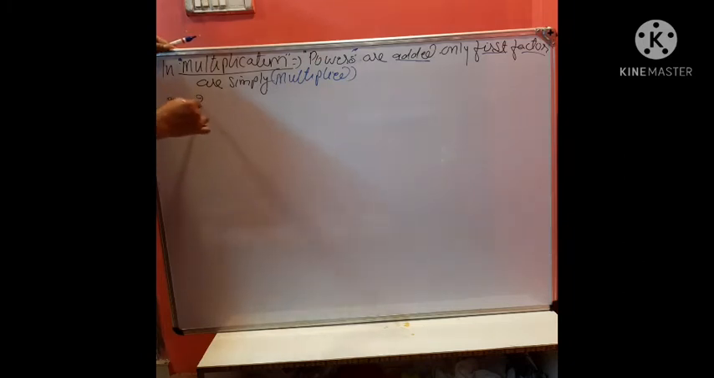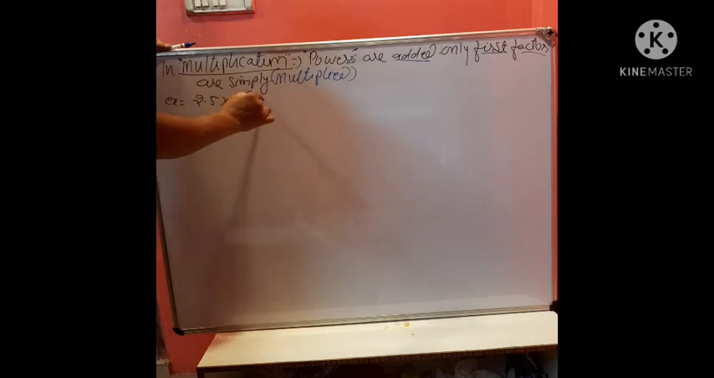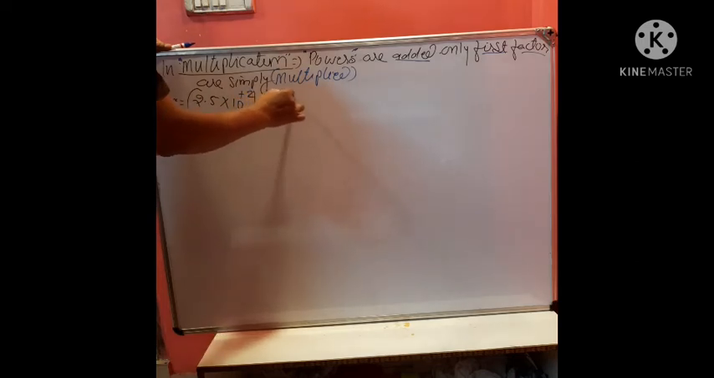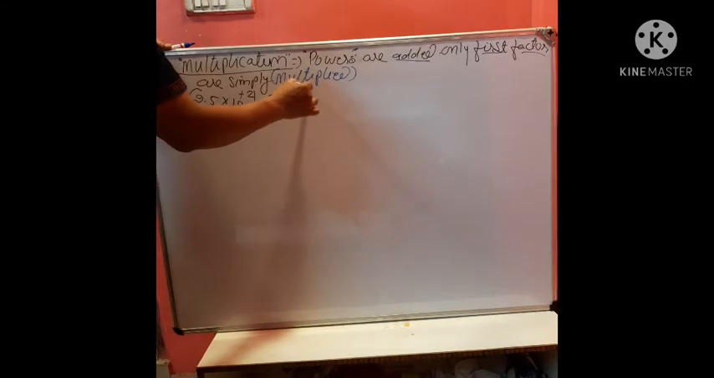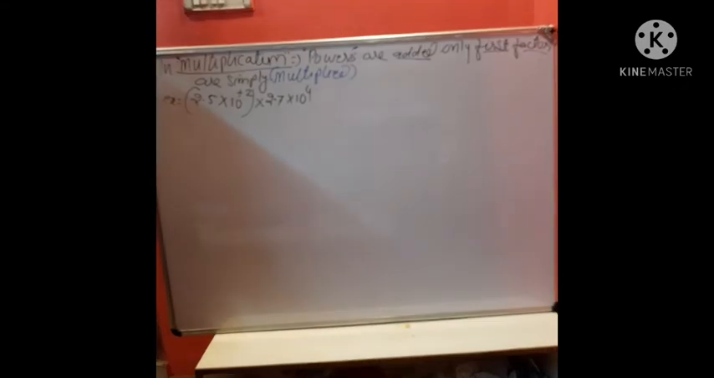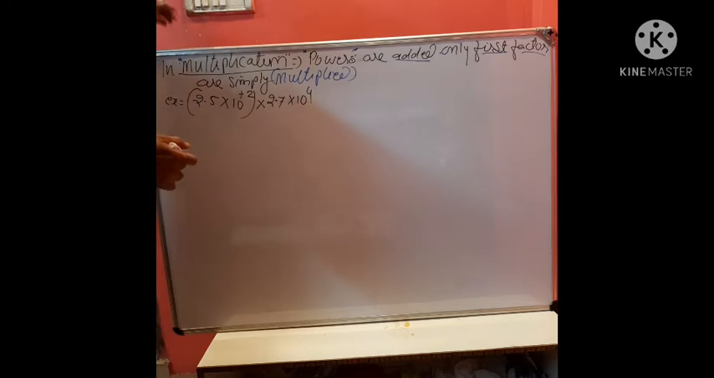Example: 2.5 multiplied by 2.7. That is 2.5 into 10 to power 2, multiplied by 2.7 into 10 to power 4. Okay, now to solve the question, what do we have to do?